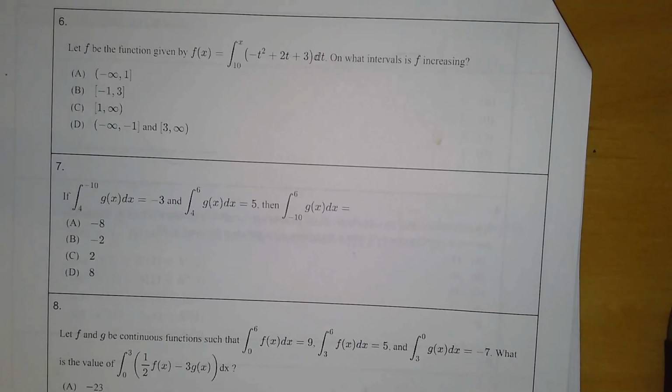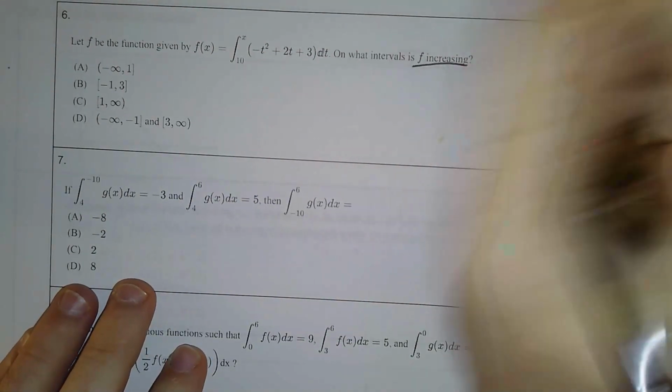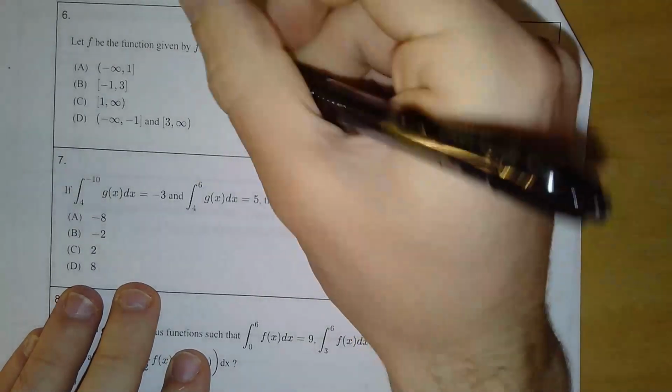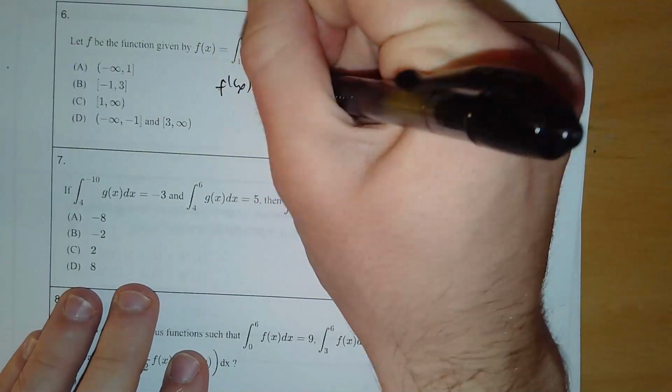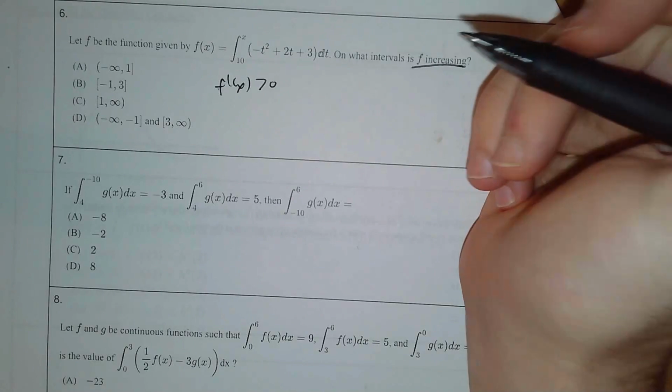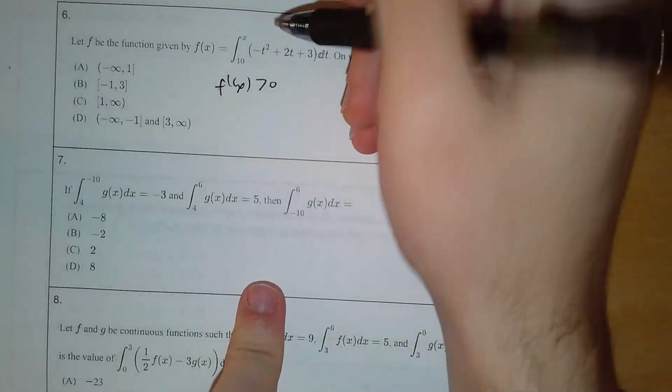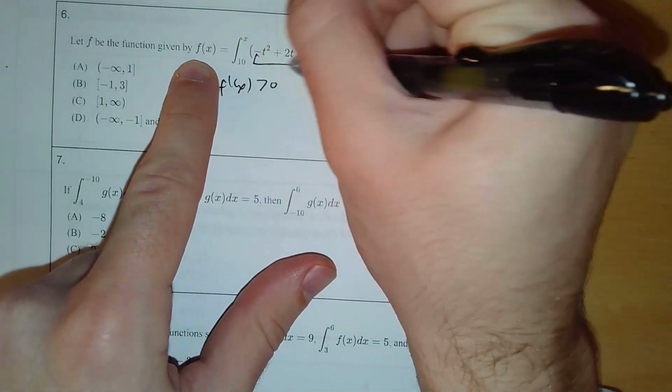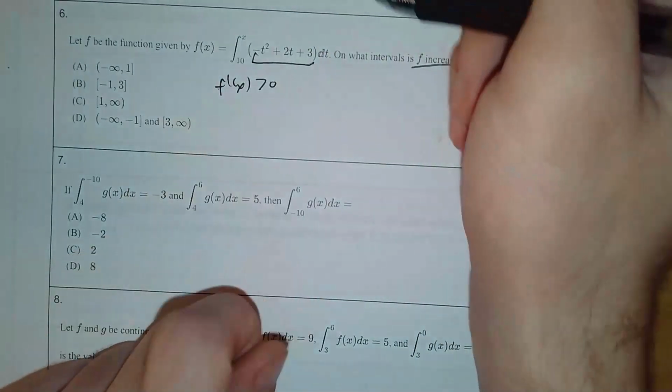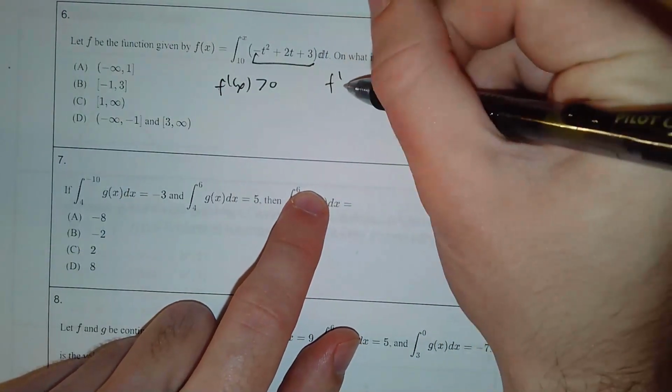This is number 6. Let f be the function given by f of x equals the integral from 0 to x of negative t squared plus 2t plus 3 dt. On what intervals is f increasing? So you should know by now that f is increasing whenever its derivative, f prime of x, is positive. This is the Fundamental Theorem of Calculus. The derivative of f of x is just this integrand. This is f prime of x right here.